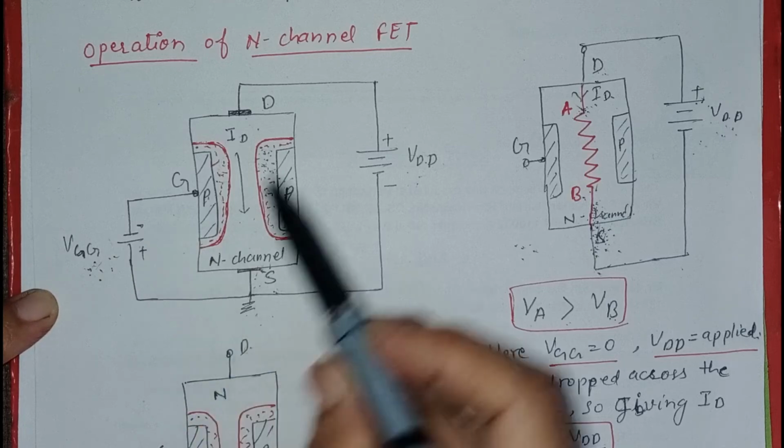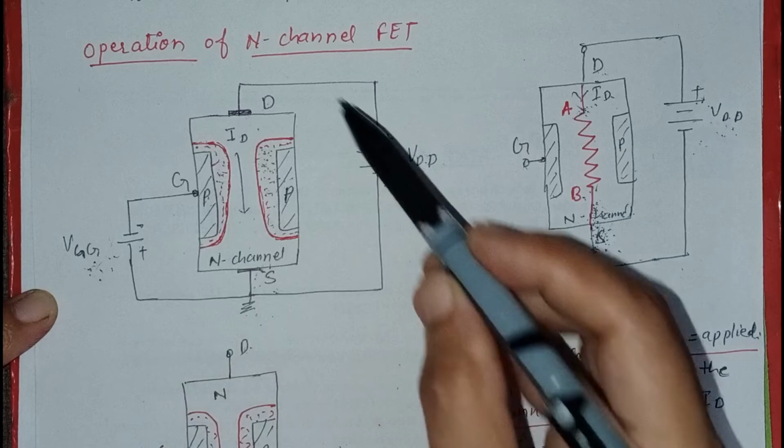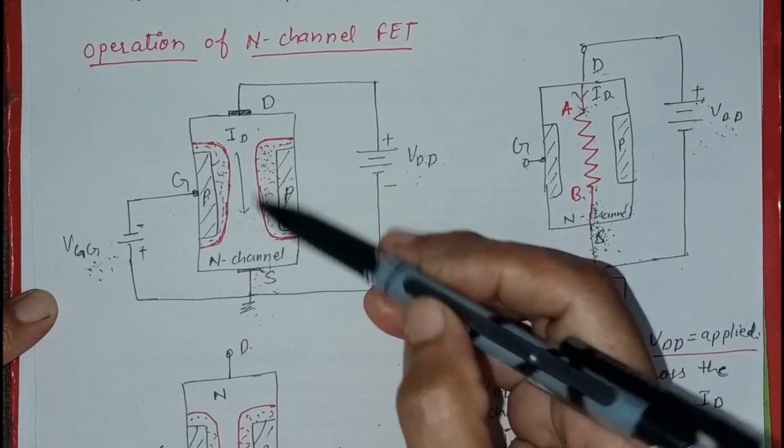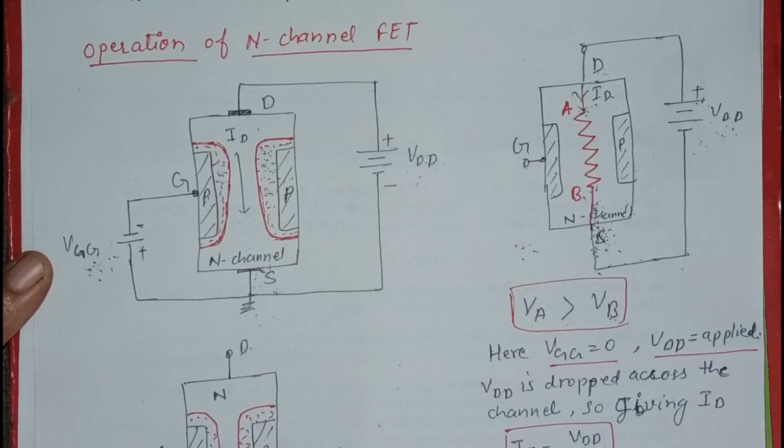As we can see here, this current is controlled by the negative voltage VGG. So this device is called a voltage controlled current device. Hope you understand the operation of the N-channel JFET.